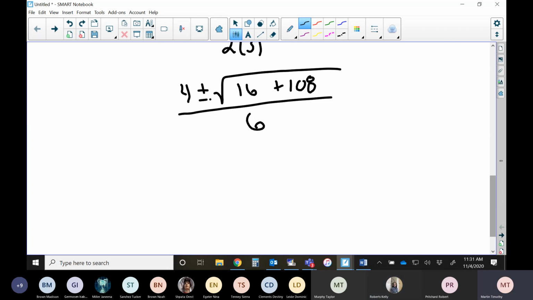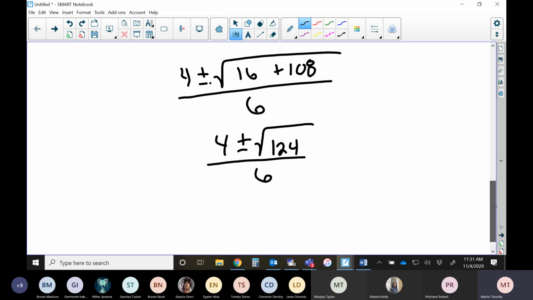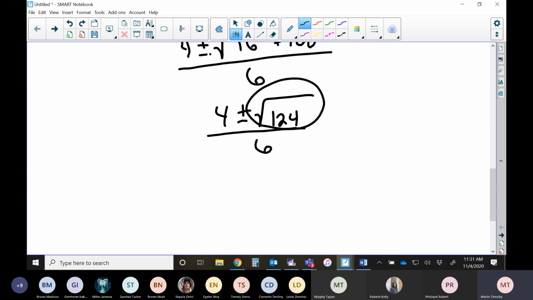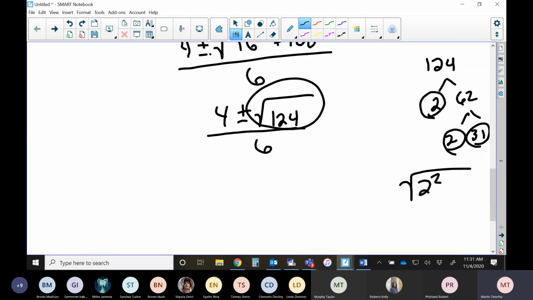Yep. Combine these, you get 4 plus or minus the square root of 124 over 6. Now, those of you who had me last quarter, I think it was this one, we said, hey, we got to learn how to simplify these. 124 breaks down into 2 times 62, 2 times 31. So instead of rewriting it as the square root of 124, I can write it as the square root of 2 squared times 31.